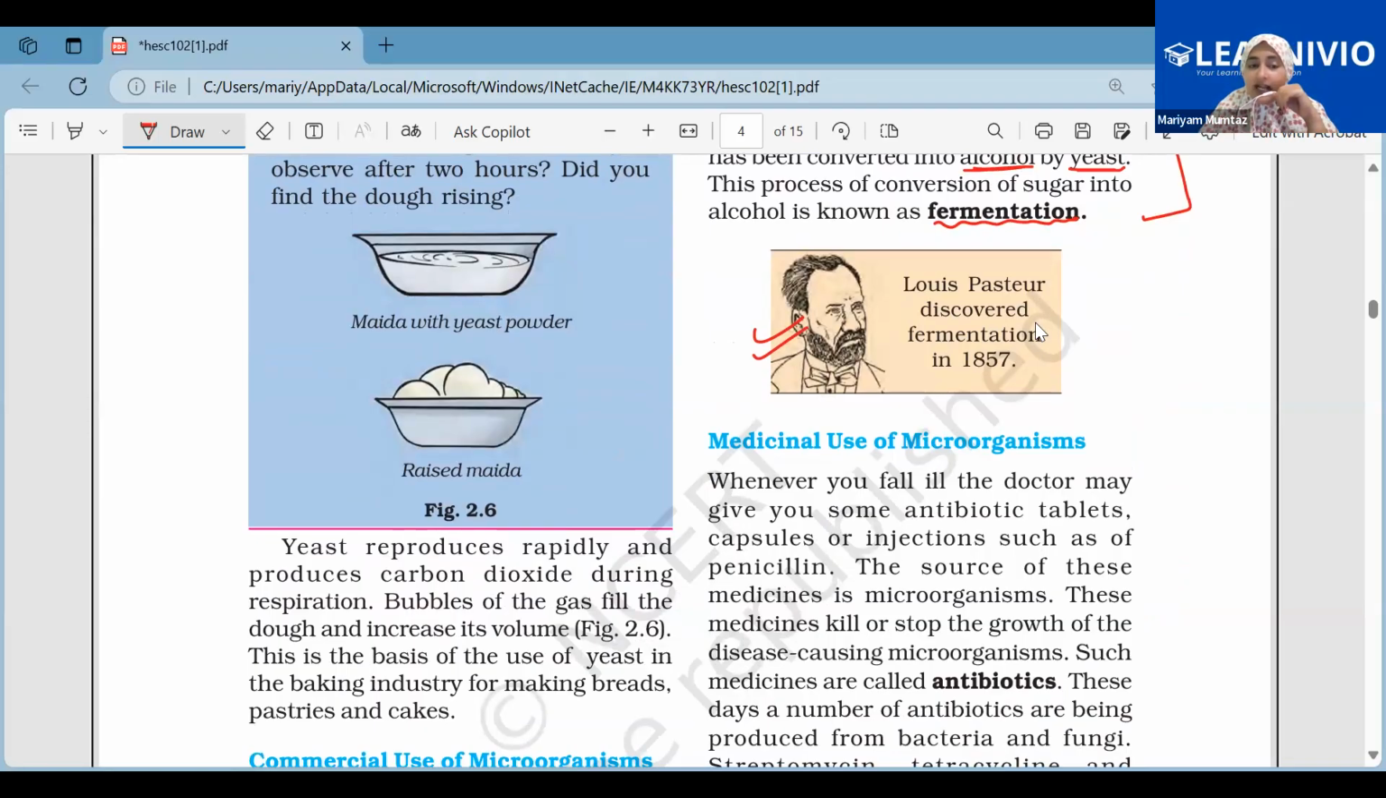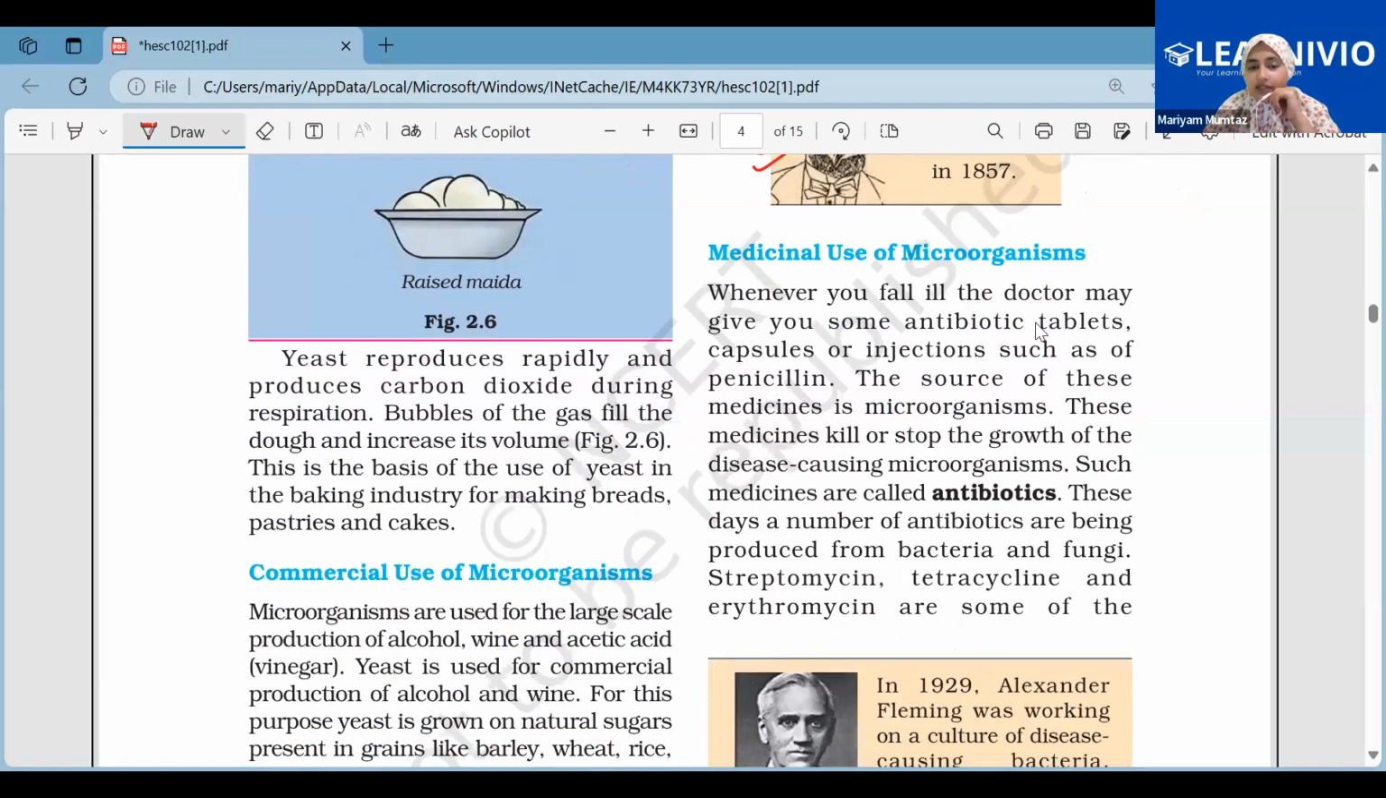And when we see baking, that is why when we add yeast, the dough rises up. The reason being that a lot of CO2 gas has been produced. Clear?